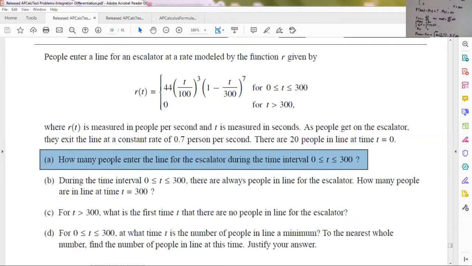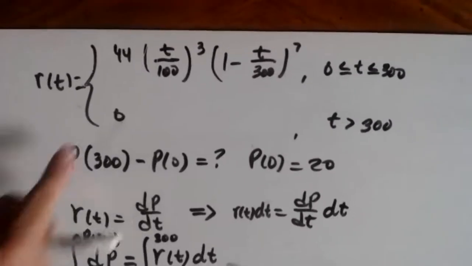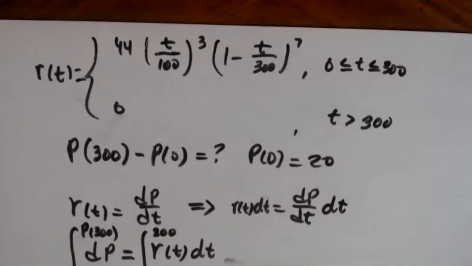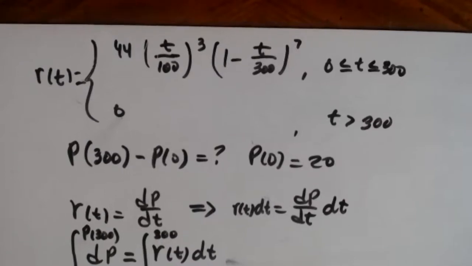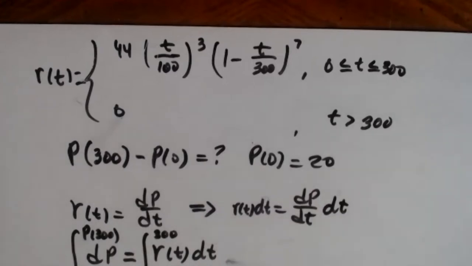So everybody catch the idea, right? Right here, this is the function that models the people entering the escalator. And then you need how many people enter the escalator during these 300 seconds, right? And you know how many people were on the escalator at the beginning of the process. That's 20, so we don't count them. So we have P(300) minus P(0), right?